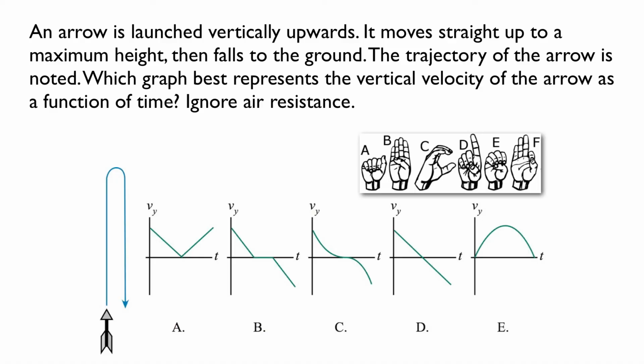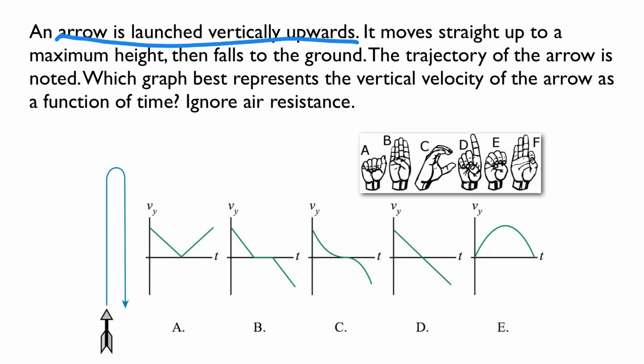Now I want to test your understanding of free fall, and I want to do that by asking a couple of questions. First off, imagine this. An arrow is launched vertically upward. It moves straight up to a maximum height, then falls to the ground. The trajectory of the arrow is shown right here.